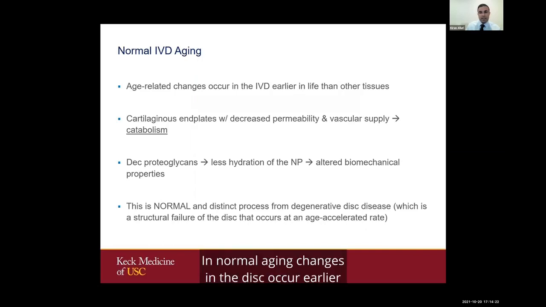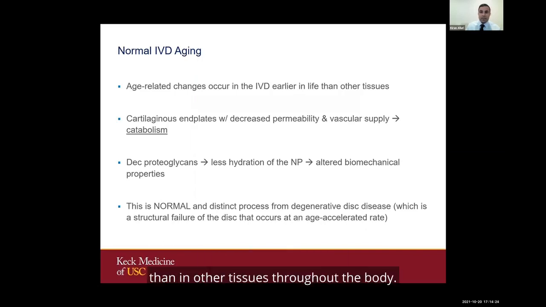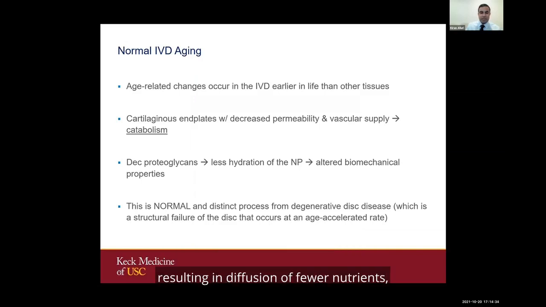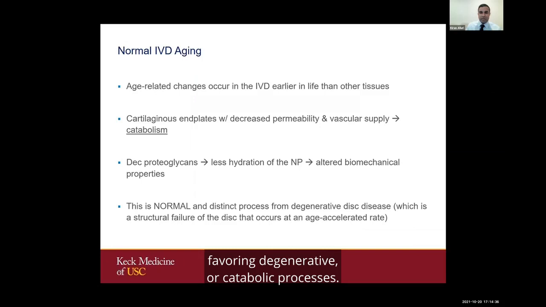In normal aging, changes in the disc occur earlier than in other tissues throughout the body. And once again, this is a natural phenomenon. This is not necessarily a pathologic process. Over time, the end plates demonstrate decreased permeability, resulting in diffusion of fewer nutrients, favoring degenerative or catabolic processes. And although this is degenerative, like I said, we do consider this to be part of normal aging.